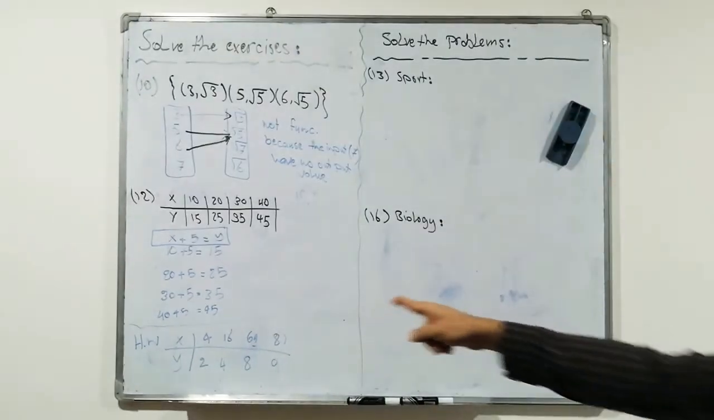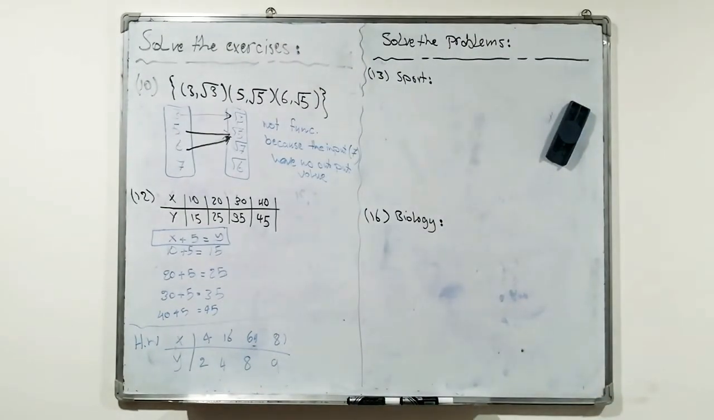What is the function rule for this input and output value? Now, I will solve the problems.